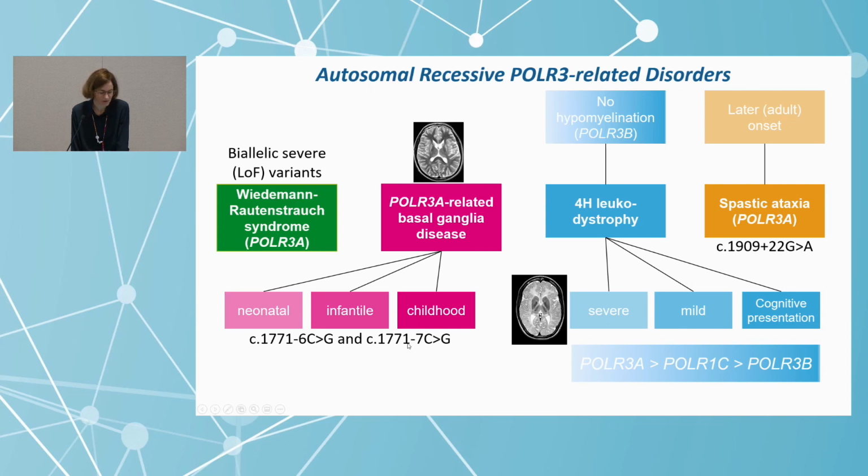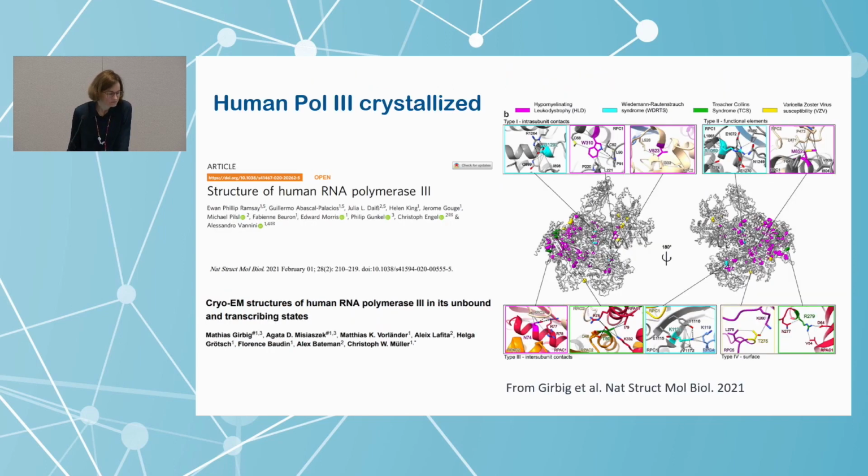those splice site variants. And then we have the group of patients, I have never seen one, with a later, often adult onset spastic ataxia, and on one allele, this intronic variant in POLR3A. And how all those disorders are related and what causes one or the other is not well understood.